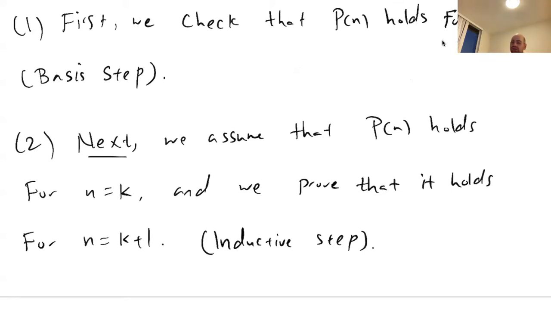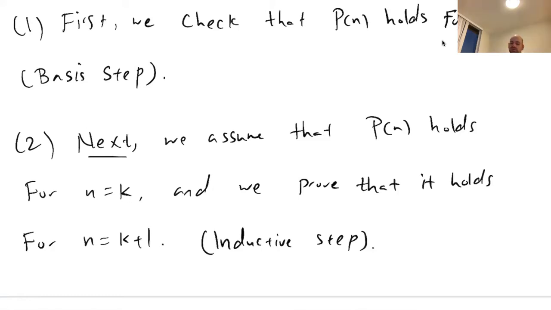Once we complete this step, because we already have checked that P of n holds for n equals 1, right? So if you set k to be 1, this inductive step says that once you know that it's true for n equals 1, then it will be true for n equals 1 plus 1, which means it will be true for n equals 2. And once you check it for n equals 2, again, the inductive step says that because it's true for n equals 2, therefore it must be true for n equals 2 plus 1, which means it must be true for n equals 3. And you can continue this process forever.